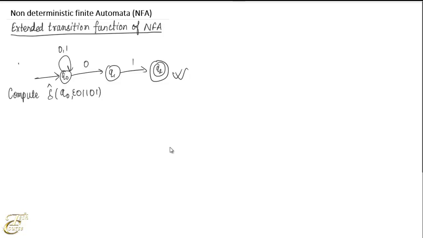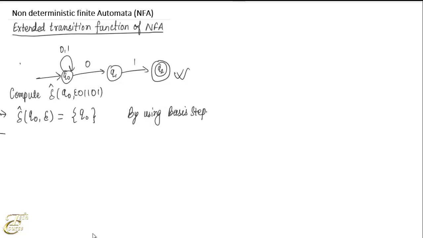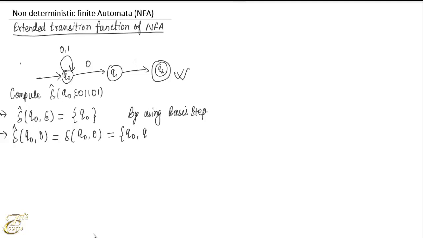Now first compute the value of delta cap of Q0, this first epsilon by using basis step, which gives Q0 by using basis step. Now compute delta cap of Q0, this 0, which is equals to read this 0 in Q0 states. So we can write delta of Q0, 0, which is equals to Q0, Q1.